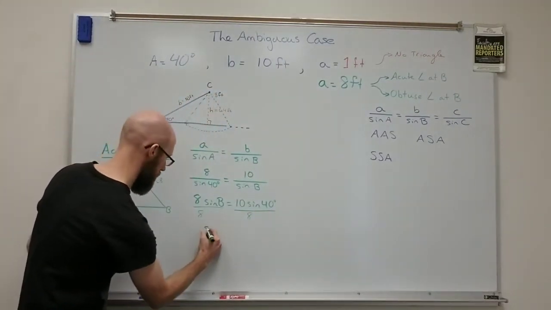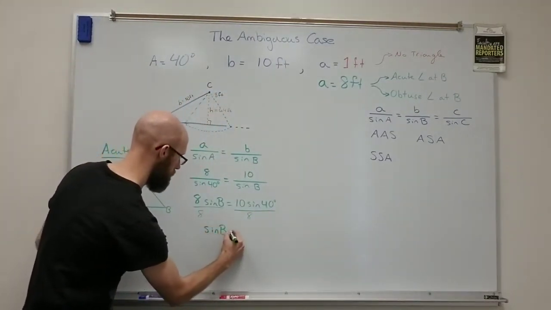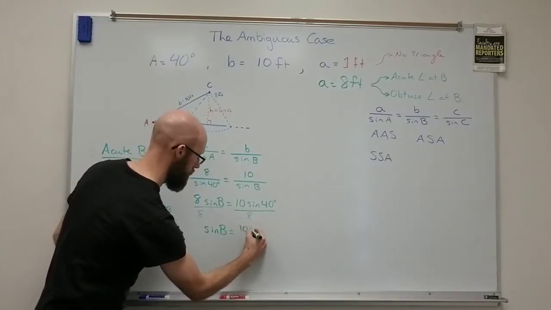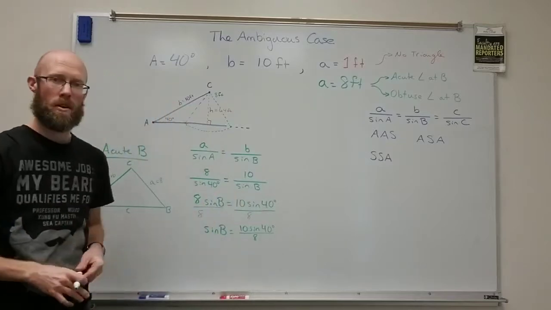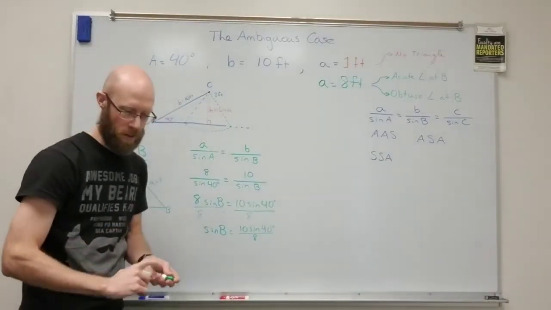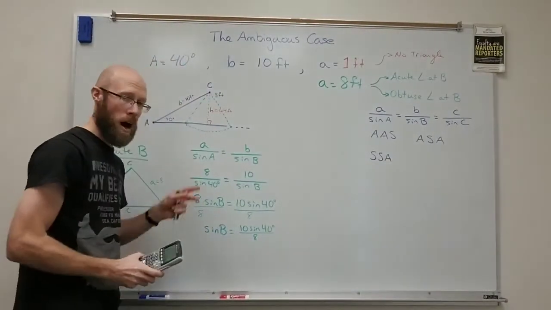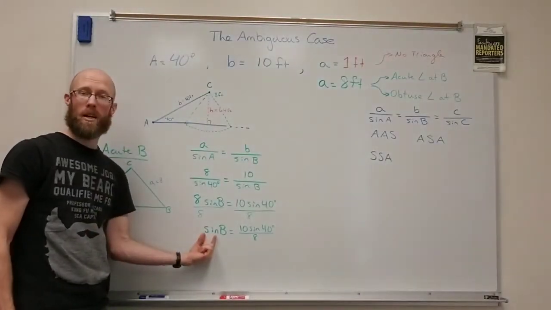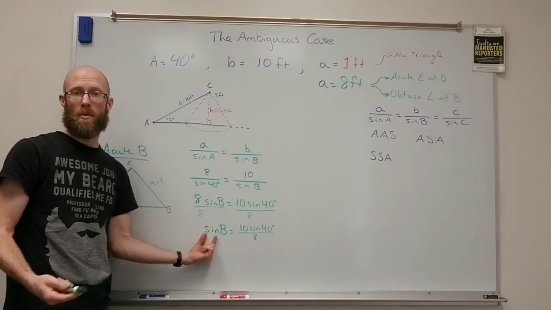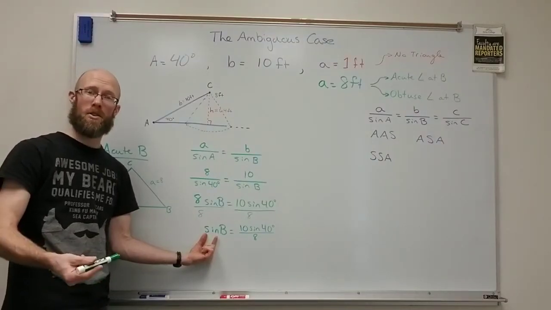And so then the sine of B is equal to 10 sine 40 all over 8. Well, that's simple enough. I can punch that in my calculator. But before I punch it in the calculator, I want to take care of this sine. I don't want sine of B, I want B itself. So I'm going to use the inverse sine.